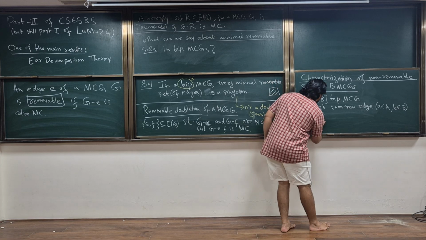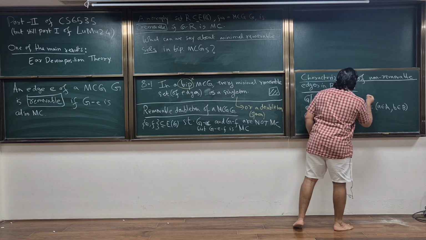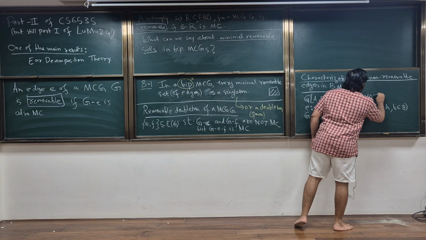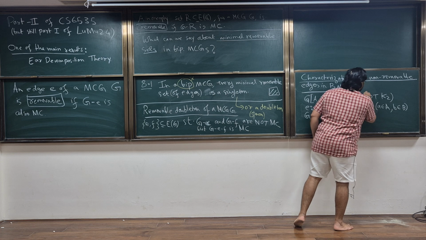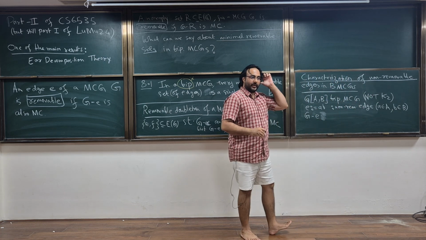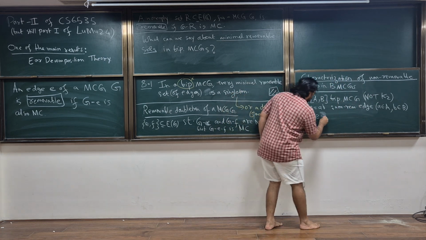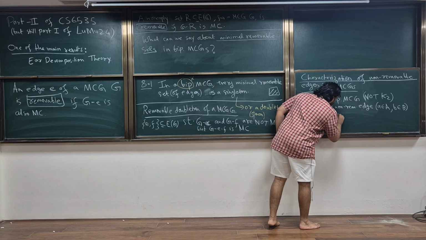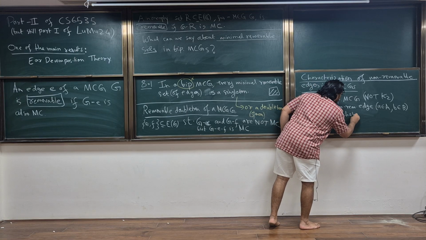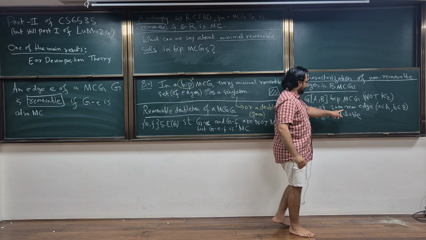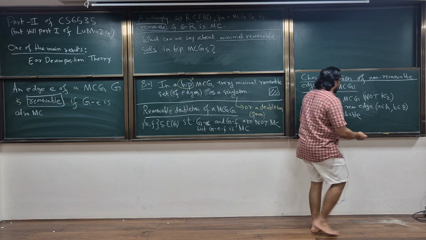Okay. So let's actually remove K2. In general, with bipartite graphs, it helps to remove K2. So then G minus E is matchable. But because it is non-removable, it is not matching covered.